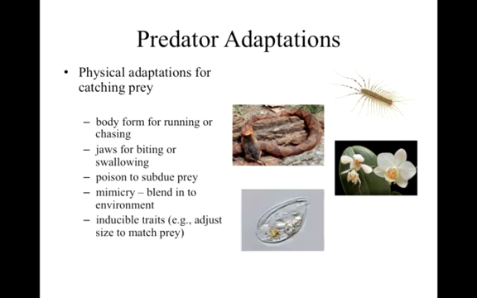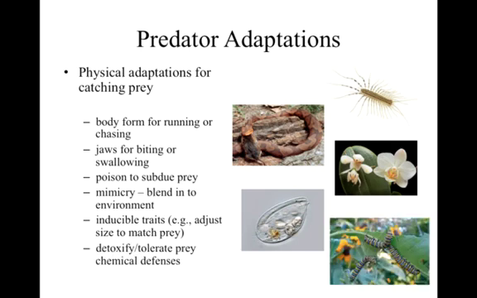Another predator adaptation, this is an unusual one that your textbook mentions, and so I'm going to use the exact same example that your textbook does, partly because this is quite unusual, is inducible traits. So some organisms will adjust to match what their prey is. This example is a ciliate protist that actually changes its size to match the size of the prey. So when the prey it's eating is bigger, it'll grow, and when the prey it's eating is smaller, it'll shrink so that it can eat that particular prey that's available.